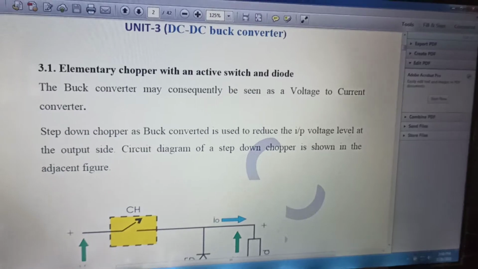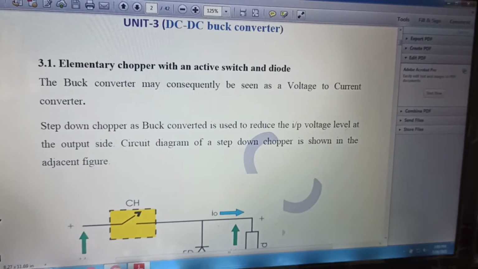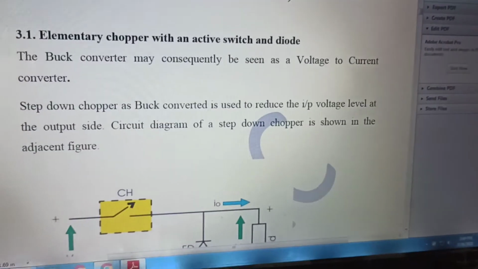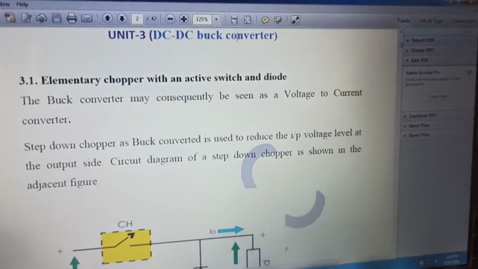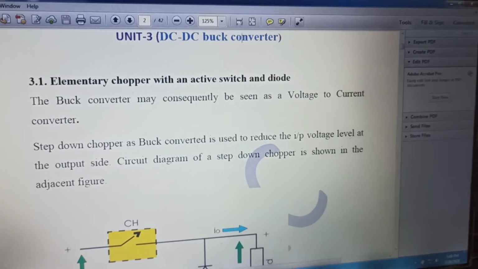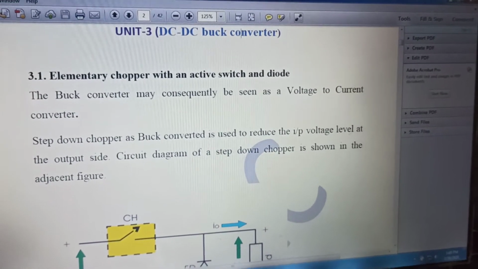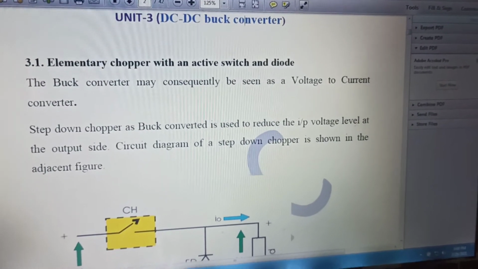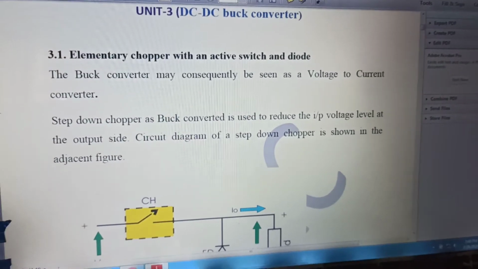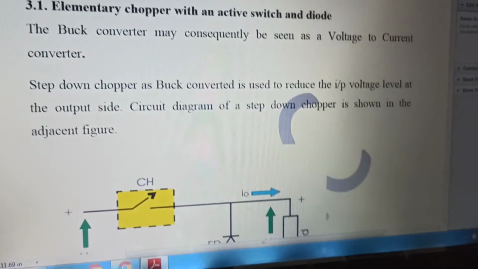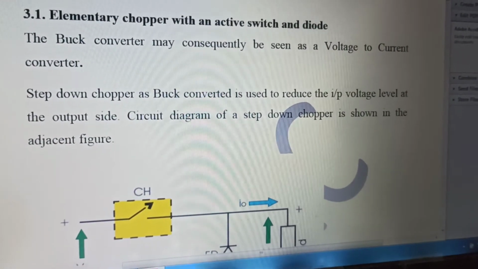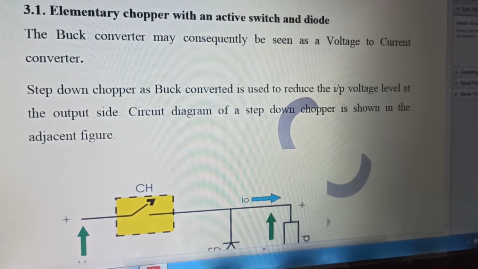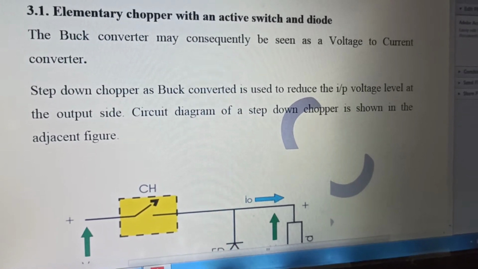So I again welcome all of you to a new topic, and this new topic is very important. The topic is the buck converter, the DC to DC buck converter. Those who are new to this area of power electronics, I would like to shed light on some very important aspects of converters.